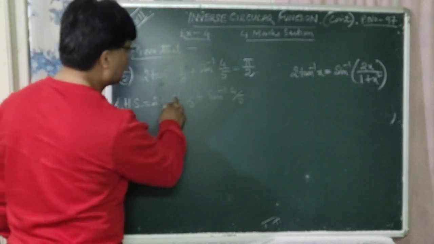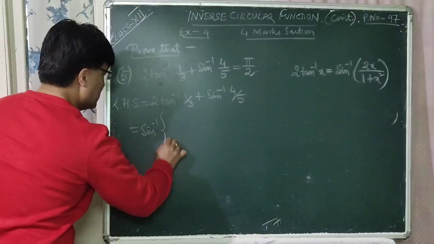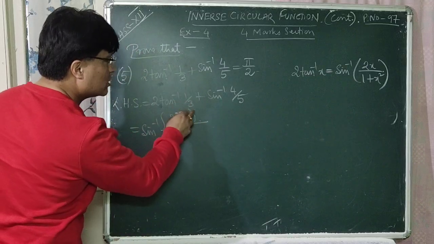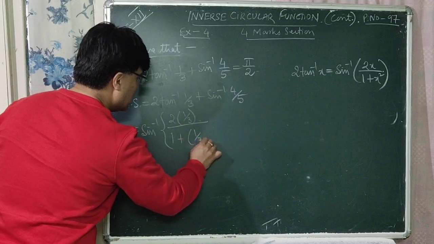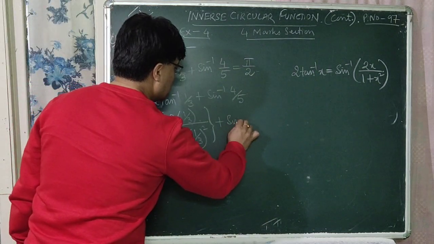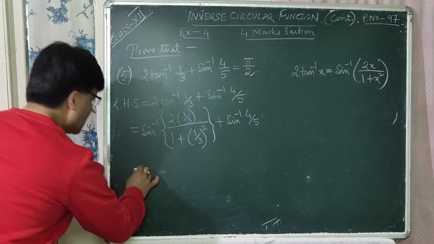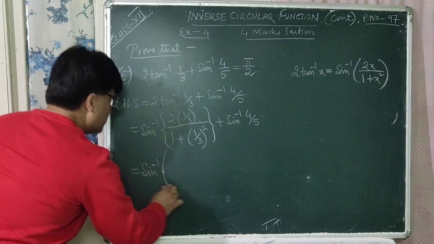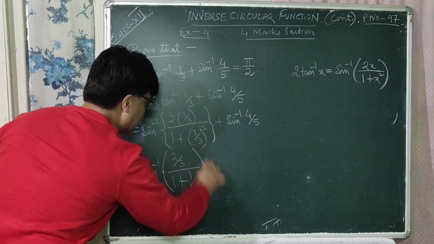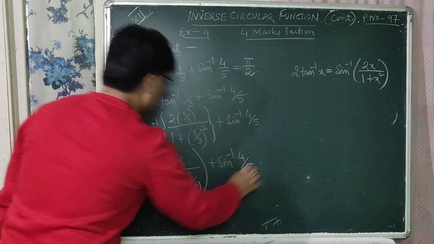So let us convert this 2 tan inverse x in terms of sine inverse, right? So it is equal to sine inverse within bracket 2 into x, where x is 1/3, divided by 1 plus x whole square, that is 1/3 whole square. So the bracket is closed. Plus this is your sine inverse 4/5, right? So it is equal to sine inverse within bracket 2/3 divided by 1 plus 1/9. Bracket closed. Plus sine inverse 4/5, right?